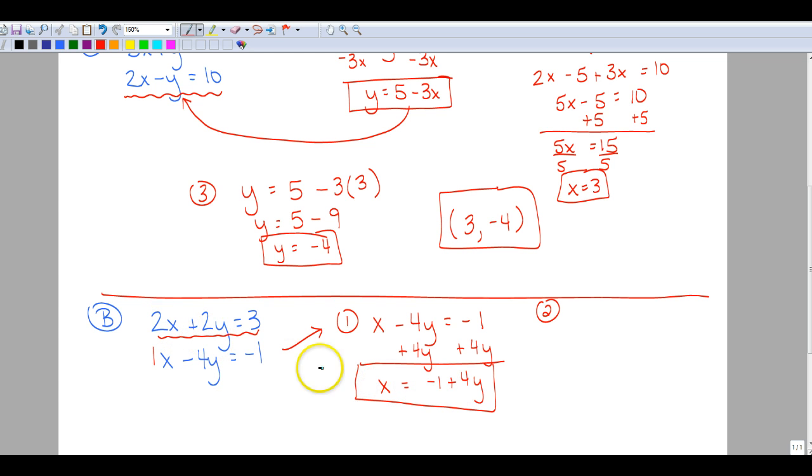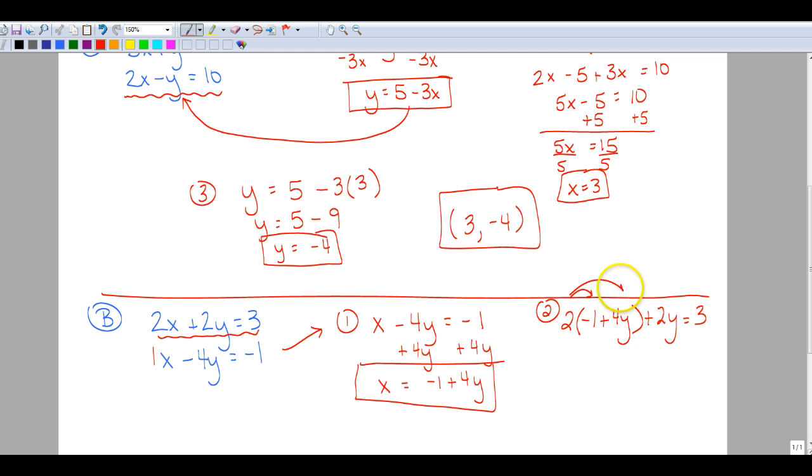So everywhere there's an x, I'm going to put negative 1 plus 4y instead. I'm substituting it in. So I have 2 times, and instead of x, I'm going to put negative 1 plus 4y with parentheses around it. Don't forget the parentheses. Plus 2y equals 3. And now I have all y's and I can solve.